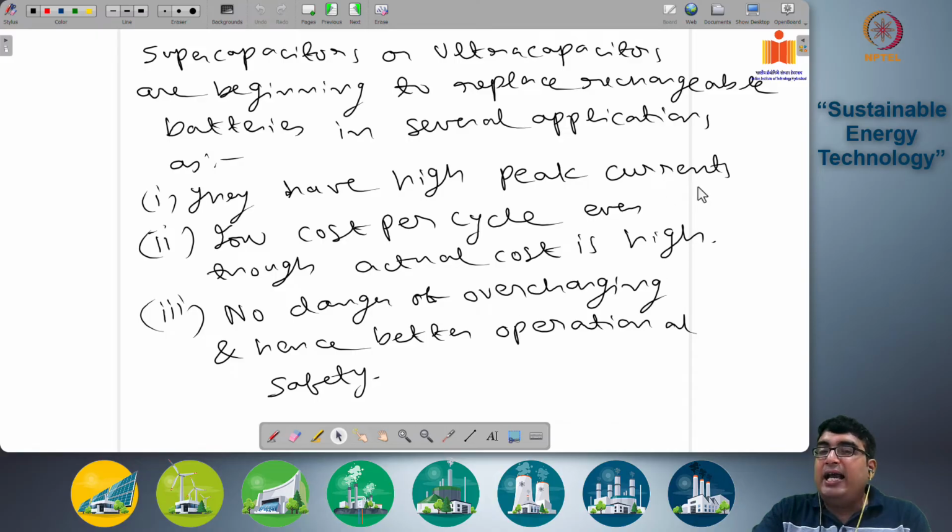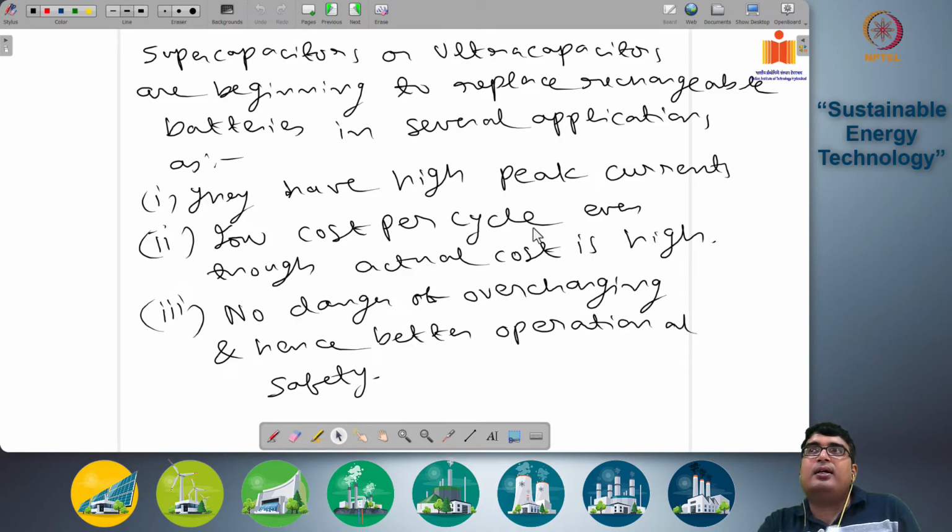They have very high peak currents. One of the advantages is that high peak currents can be achieved. Low cost per cycle, because a supercapacitor lasts for millions of cycles. On a per cycle basis, the cost is quite low, even though the actual cost is higher than that of batteries. There is no danger of overcharging.